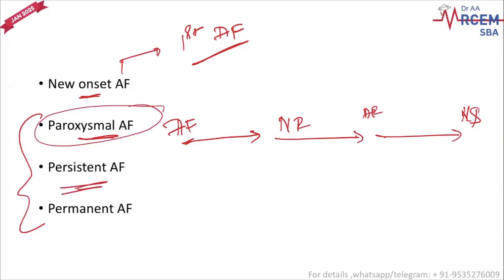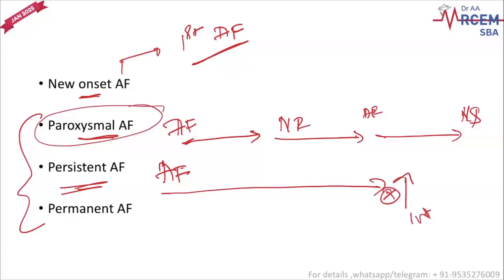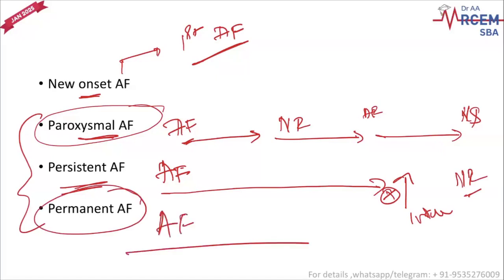What is persistent AF? Persistent AF is where the patient is having AF persistently unless you intervene and give some medications or give a shock. Once you intervene, it reverts back to sinus rhythm, the normal rhythm. What is permanent atrial fibrillation? Permanent atrial fibrillation is permanent. You intervene, you give some medications, you shock this patient, but still he remains in atrial fibrillation. Then we call it permanent atrial fibrillation.